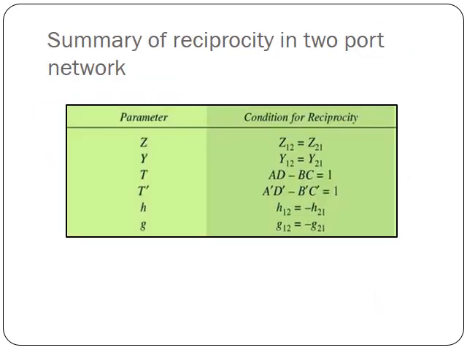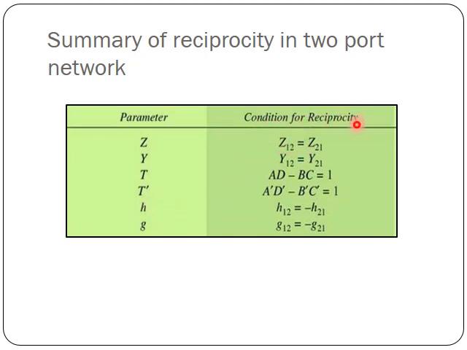Now the summary of reciprocity in two-port networks, which we have already evaluated, is given in this table. We have calculated for Z parameters, for Y, for T, which is nothing but ABCD parameters, and for H parameters. Now this T dash will be calculated similar to the ABCD parameters, and G parameters will be calculated similar to the H parameters. So I have not included this in this video.